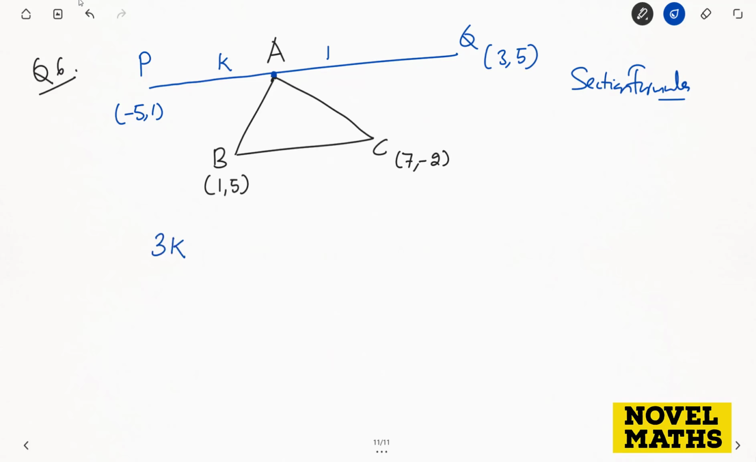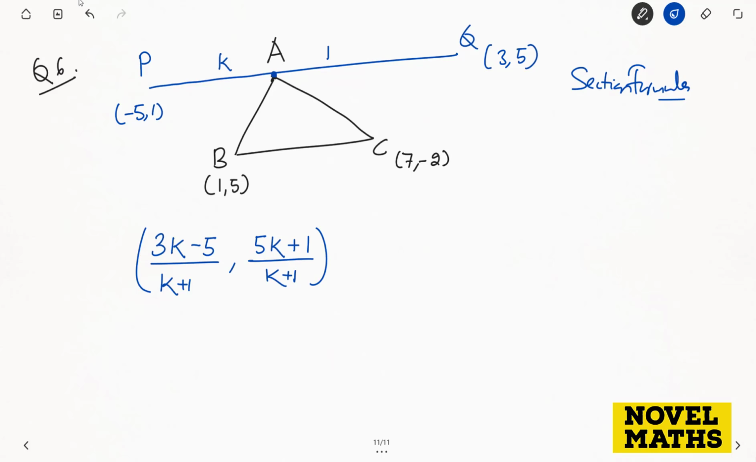3K, 1 times 5, so negative 5 over the sum of ratios, K plus 1. Y coordinate is K times 5, so 5K, 1 into 1 is 1 over K plus 1. This is the point A.